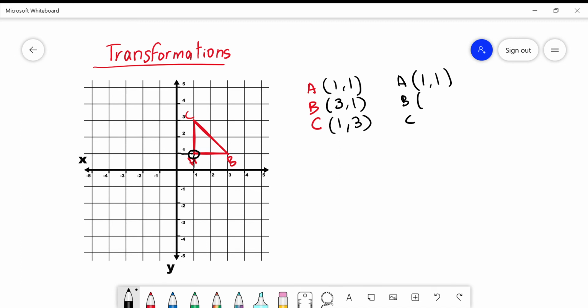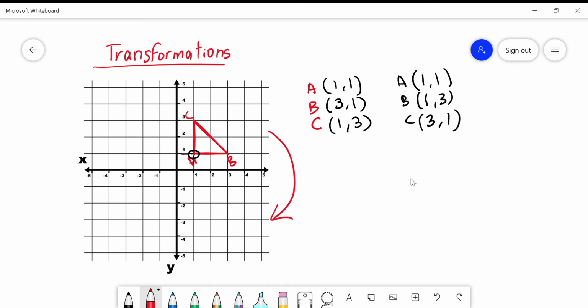However, when swapped, the X is 1 and the Y is 3. In point C, the X is 1 and the Y is 3. However, when swapped, the 3 is X and the 1 is Y. However, we're not done yet.